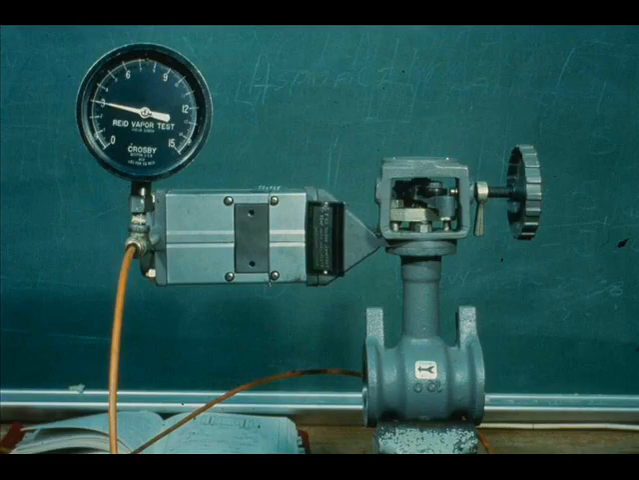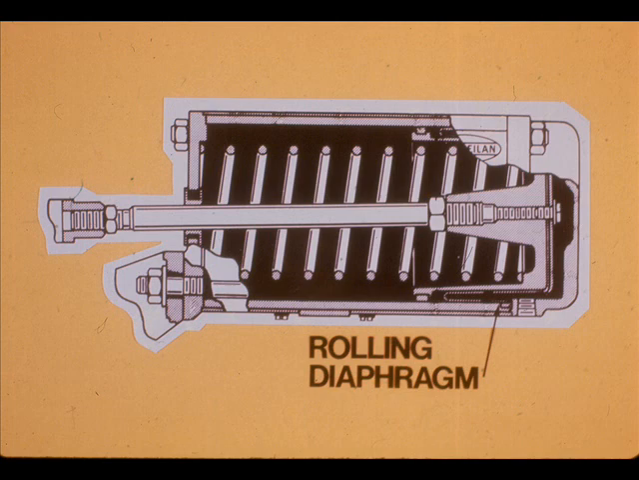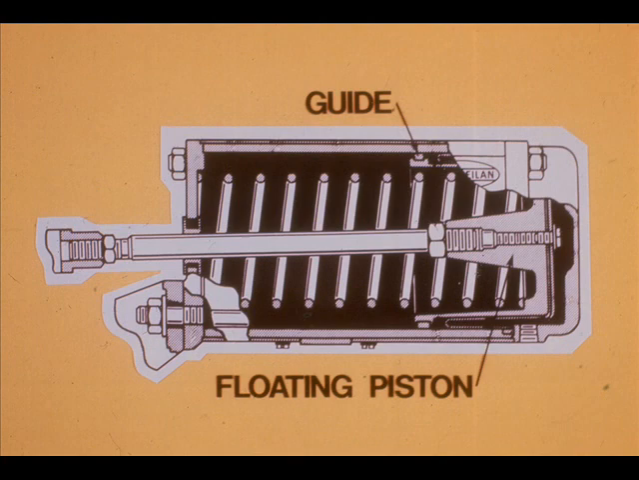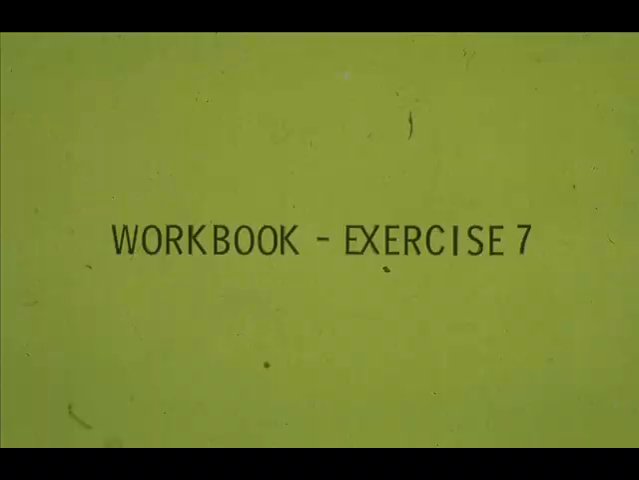The camflex actuator is a variation of the basic spring-opposed diaphragm type. The camflex uses a rolling diaphragm. The rolling diaphragm permits long actuator strokes up to 7 inches. The nylon guide is not a seal. It helps align the floating piston. Now, work exercise 7 in your workbook.